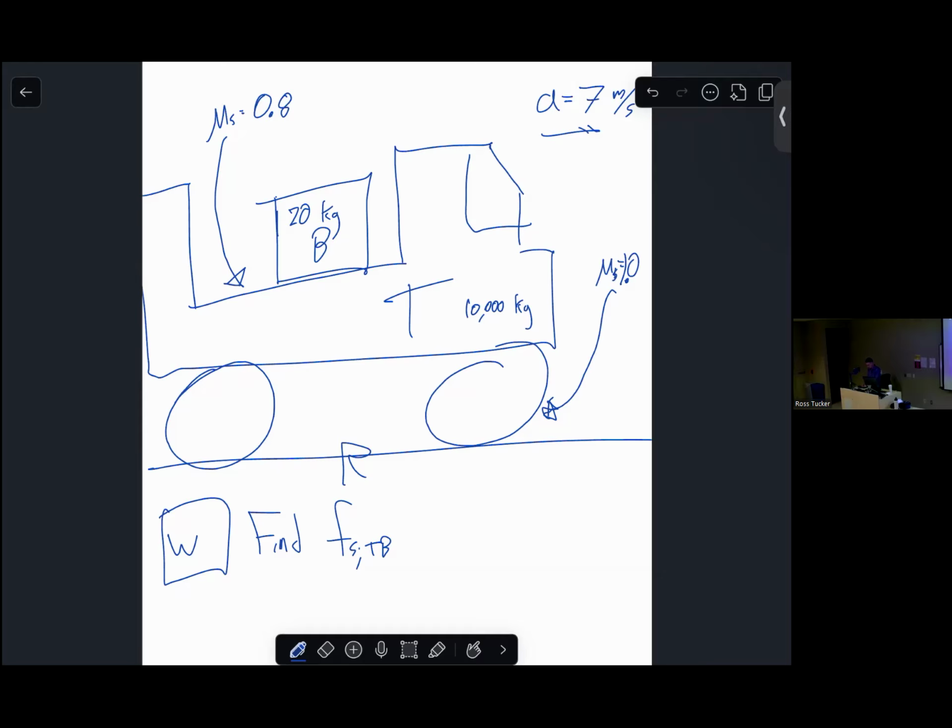Okay, hint time. You cannot just plug in mu_sn. What does mu_sn tell us? It does not tell us the value of static friction. It tells us the maximum possible value of static friction.